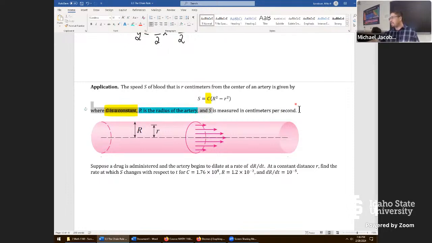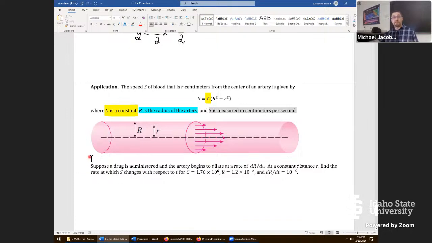S is measured in centimeters per second. That's good information, but it's more just giving us the unit. Let's recall it just by highlighting it maybe. But nothing major. Let's go for a gray on that one. So that's a setting so far.